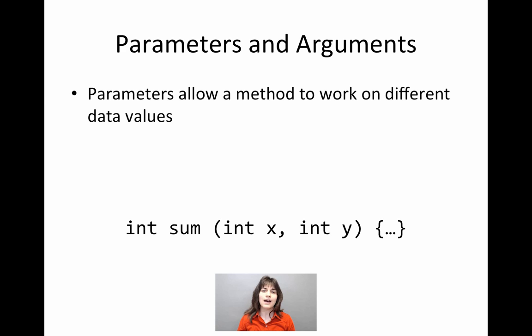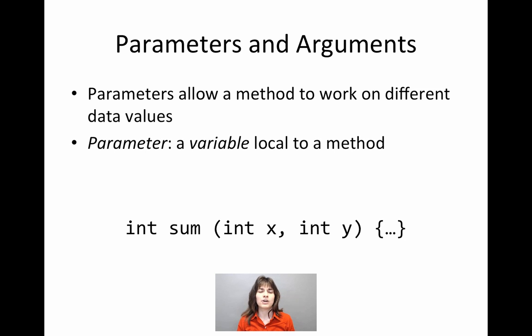Because we can supply different values to the parameters every time, the method body can compute a different sum every time. The parameter is actually just a variable that is local to that particular method. We will talk about the scope of variables in a later lecture, and you will see what local variable exactly means.